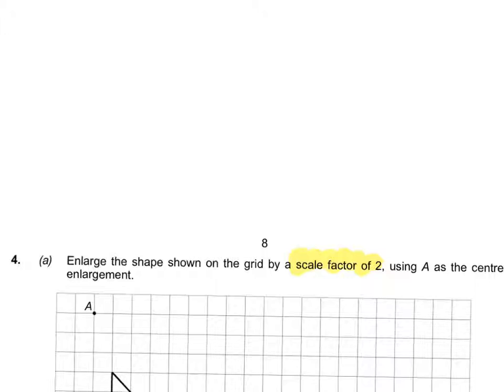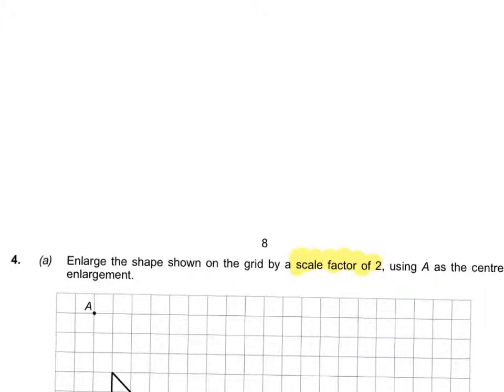Okay, so the key word in the question, scale factor 2, that means you get 2 times bigger. So if it's scale factor 2, 2 times bigger, scale factor 3, 3 times bigger, scale factor a million, million times bigger. Scale factor half, though, would actually make it smaller. So an enlargement can get smaller if it's less than 1. Okay? Also, it says using A as a centre of enlargement.